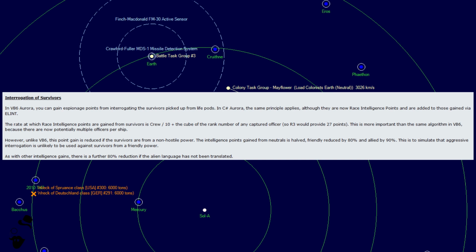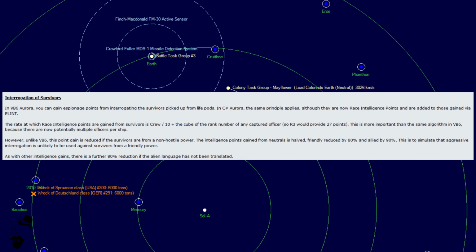The rate at which race intelligence points are gathered from survivors is crew divided by 10, plus the cube of the rank number of any captured officer. So rank 3 will provide 27 points. So definitely do not want to get your big admiral captured. This is more important than the same algorithm in VB6 because there are now potentially multiple officers per ship.